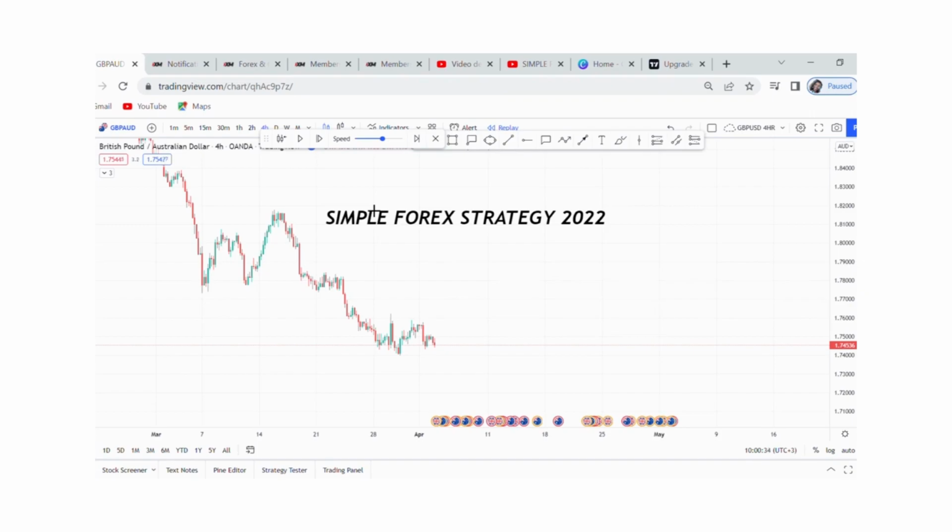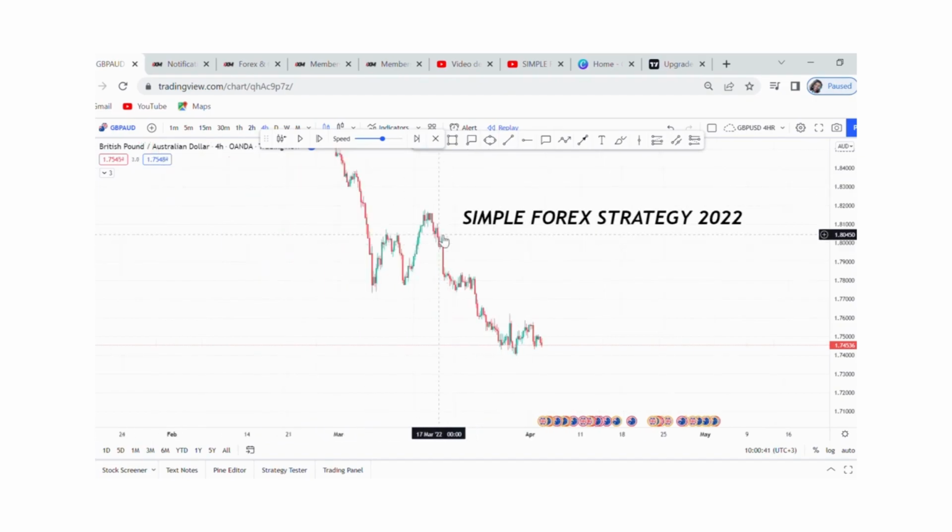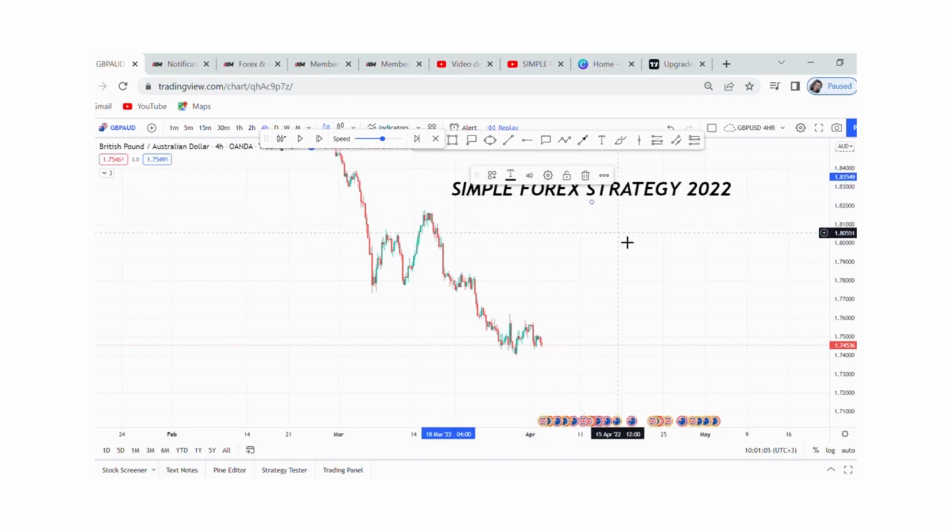So guys, the strategy that I'm about to show you applies to all pairs, and I like this strategy because it will give you more than 100 pips a day. If you get this setup in your charts, it is able to give you more than 100 pips that day. So this simple strategy is very effective, and it will be able to give you so much.